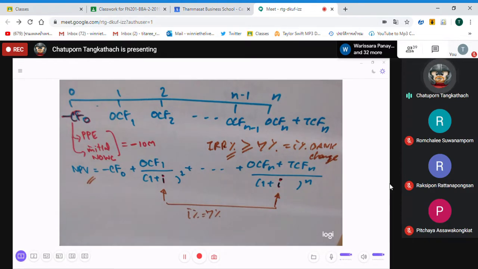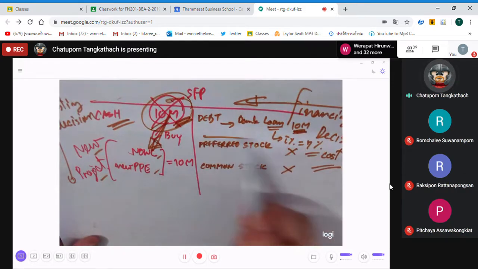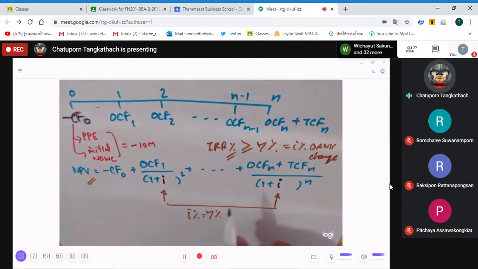This is a very simple case because we just talk about the whole 10 million coming only from the bank loan, okay? So this is what we have.